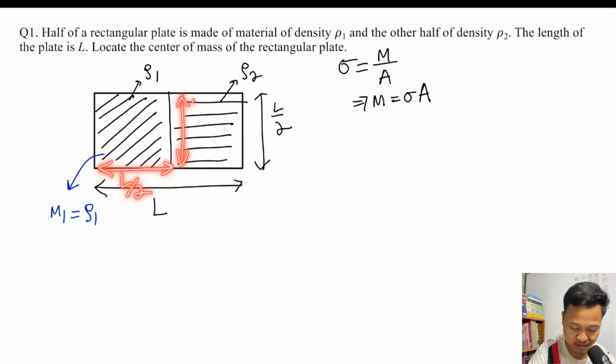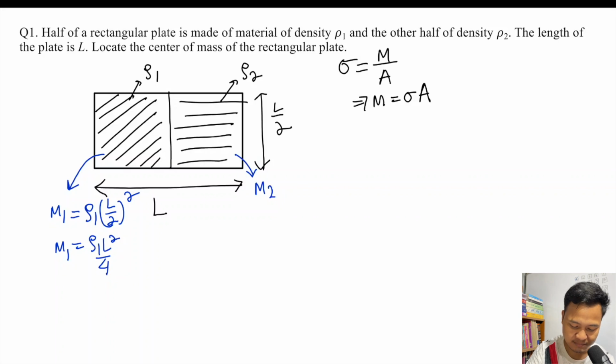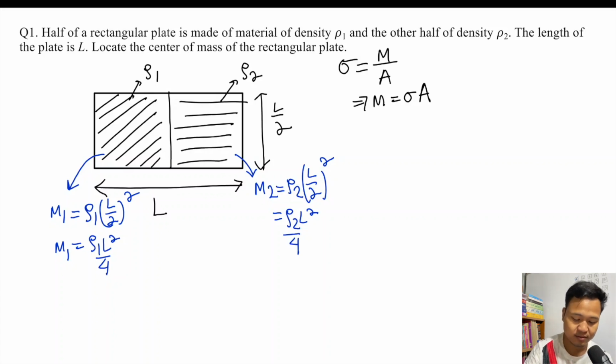The area is L by 2 into L by 2, side into side, so L by 2 whole square, that is L square divided by 4. So M1 is rho 1 into L square divided by 4. The mass of the other half is M2, which is rho 2 into L by 2 whole square, that is rho 2 into L square divided by 4.